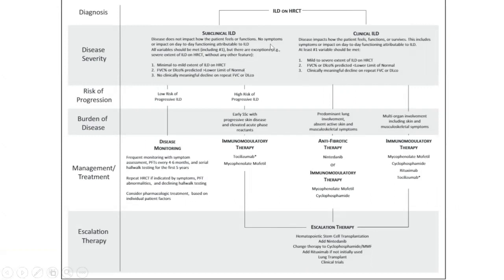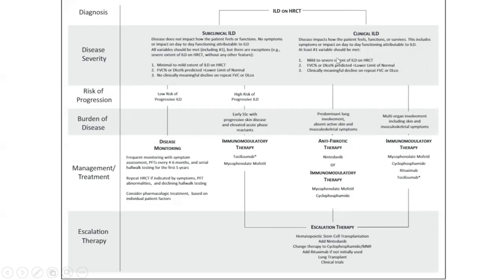So when you have subclinical ILD, they are at risk for progression, although they're at low risk for progression, so you continue to monitor them. But in patients who have higher risk of progression, potentially even with subclinical ILD, there could be candidates for what is called early ILD therapy with either tocilizumab or mycophenolate.